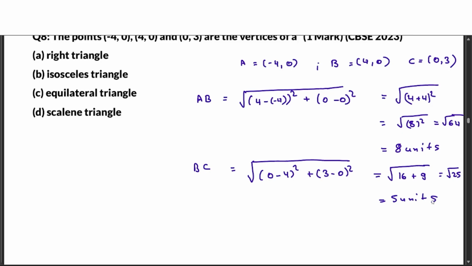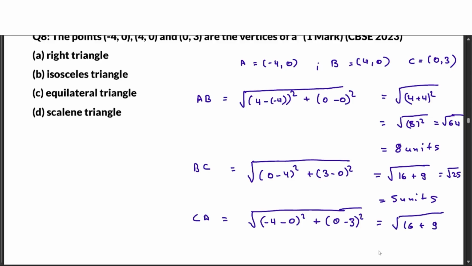Okay, now after that last we can find CA. So CA, we take the coordinates, and CA is minus 4 minus 0 whole square plus 0 minus 3 whole square. So you will get again 16 plus 9. So you will get square root of 25, which means 5 units.